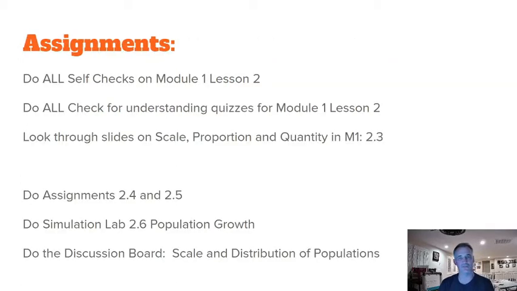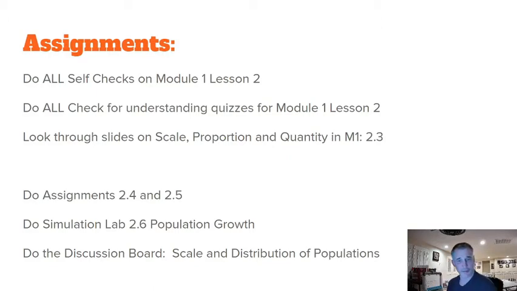Okay. All right. And that brings us to the end. So I just wanted to review the assignments really quick. Make sure you do all the self-checks. Do all the check for understanding quizzes for Module 1, Lesson 2. Look through this slide. There's a certain tab that has an extra little slideshow on scale and proportion and quantity. This is in Module 1, 2.3. Look through that. And then do the assignments.